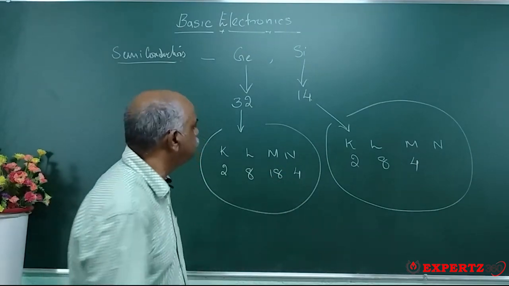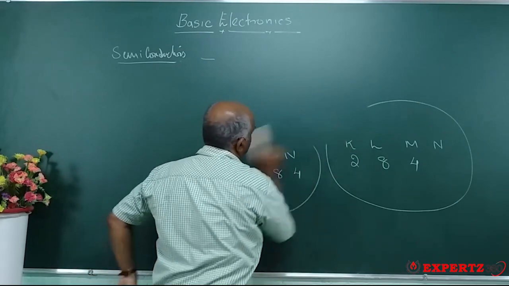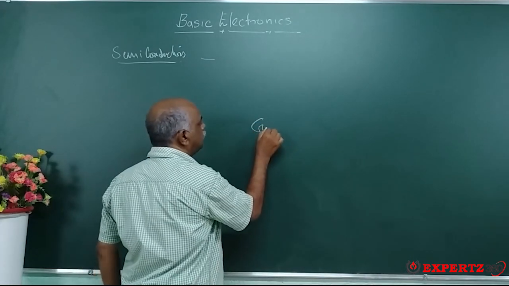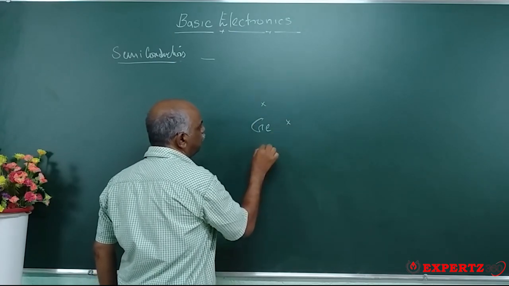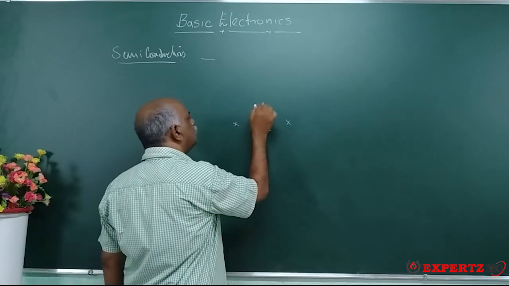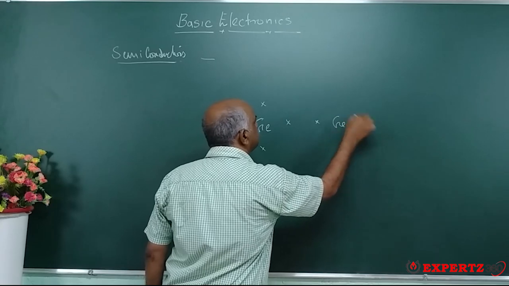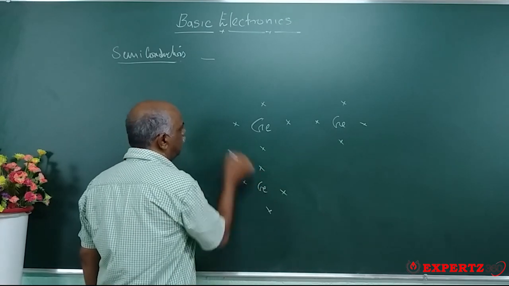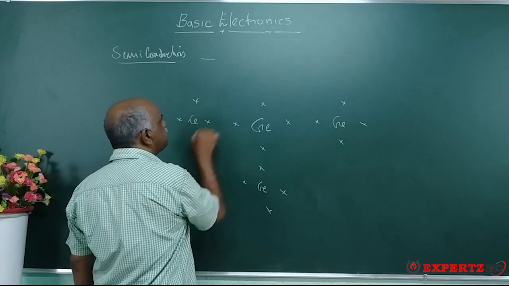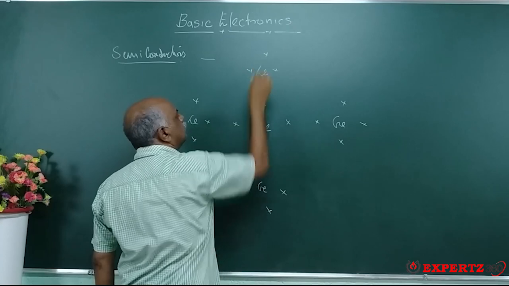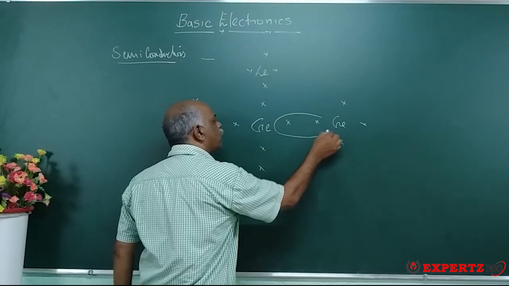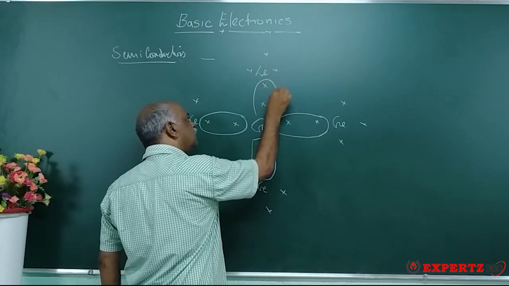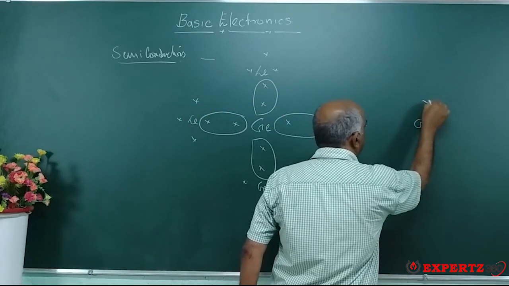Now, what happens is, I will take germanium. The outermost orbit has 4 electrons. Now, it combines with another germanium, because this is an unstable state and it has to come into a stable state. I have another germanium over here, and another one over here. Now, sharing of electrons takes place in the outermost orbit. Naturally, this germanium will have another one over here, in a similar manner.